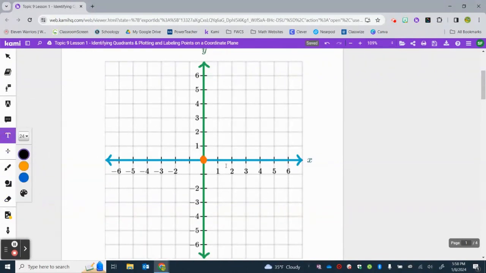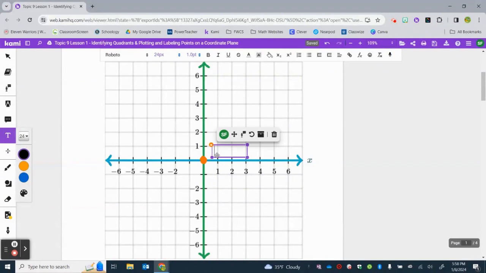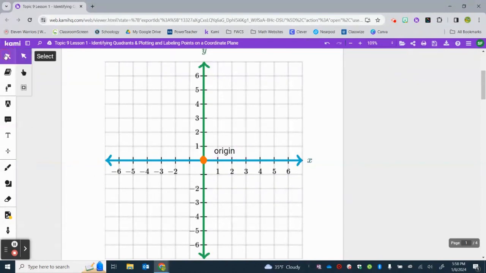And the origin essentially is 0 on the x-axis and 0 on the y-axis. So this is a very important spot here, the orange dot. When we get into the labeling, we will start at the origin every single time.